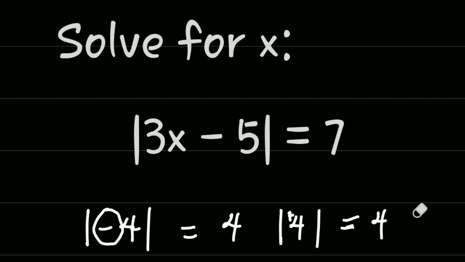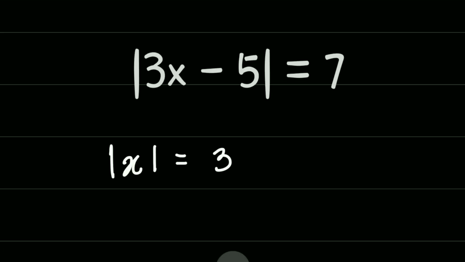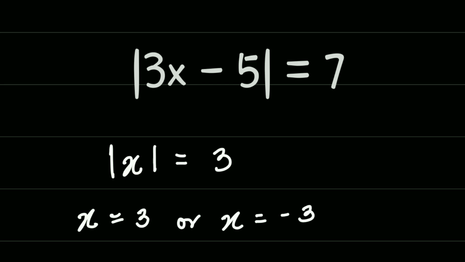Let's say I'm asked to find the value of x. Let's say the absolute value of x is equal to 3, for instance. What is now the value of x? Well, to find the value of x, we'll say that x has two possible values. It's either x equals plus 3 or x equals minus 3.